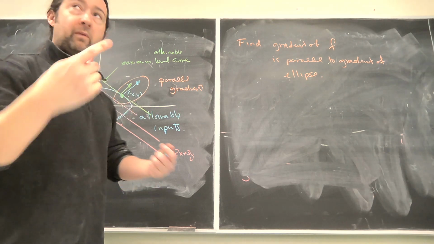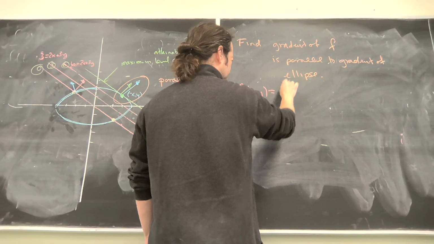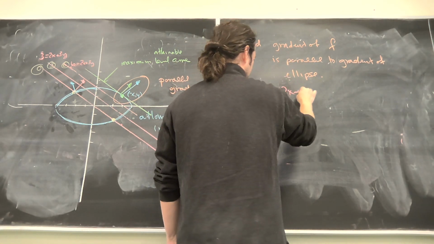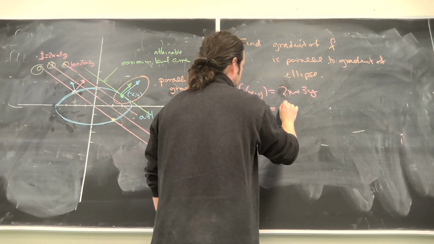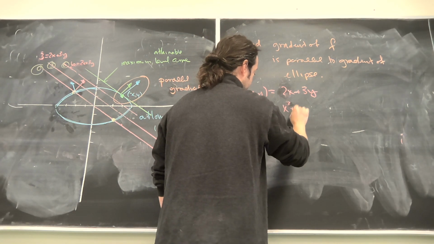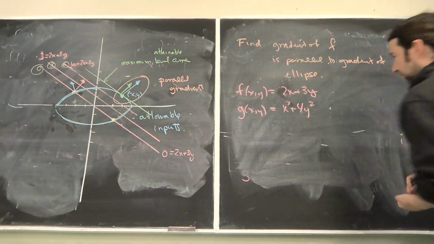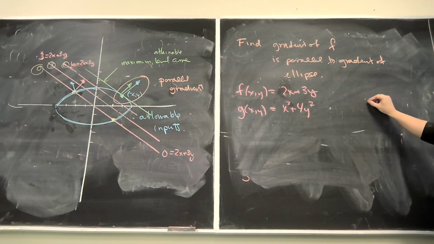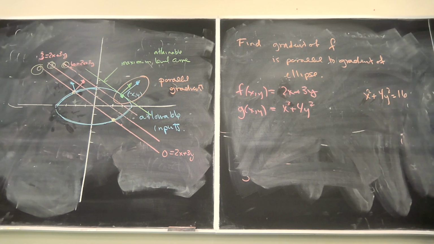So we're going to do one more modification to this. f of x and y is 2x plus 3y. I'm going to write down g of x and y is equal to x squared plus 4y squared. The reason I'm doing that is, if you think about the constraint equation we originally had, it was x squared plus 4y squared is equal to 16. That constraint equation is a level curve of this function. That's the function we're going to call g. G is the function that defines the constraint.